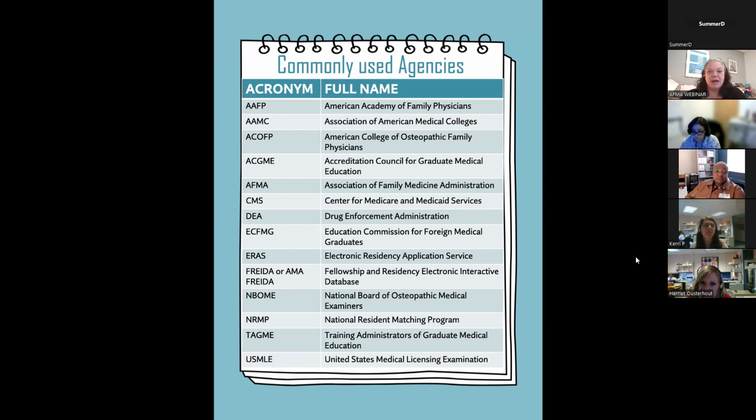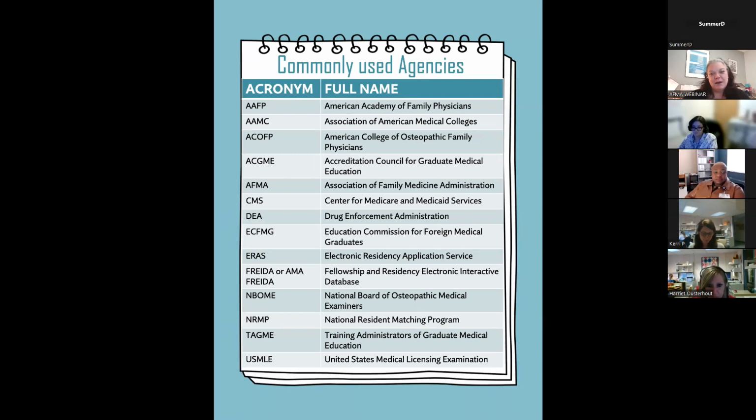AAFP is American Academy of Family Physicians. The AAMC is the Association of American Medical Colleges. The ACOFP is the American College of Osteopathic Family Physicians. ACGME, Accreditation Council for Graduate Medical Education. And then AFMA, of course, we all know what AFMA is. Association of Family Medicine Administration.